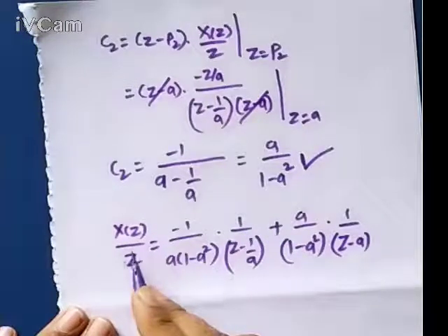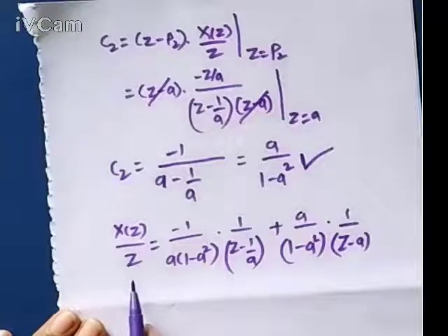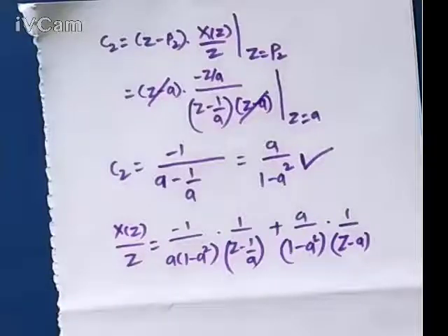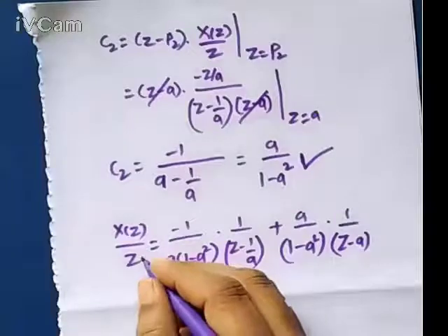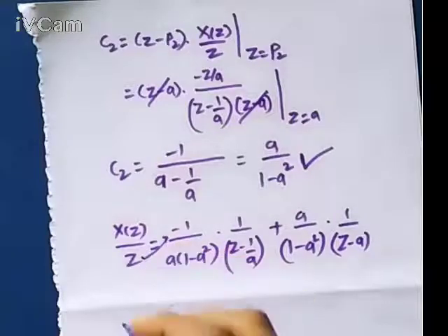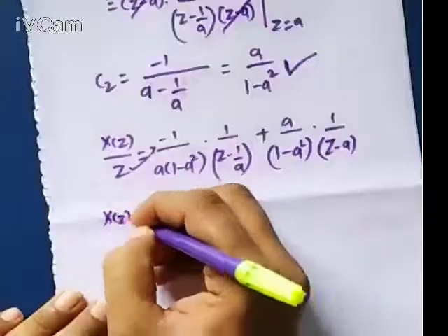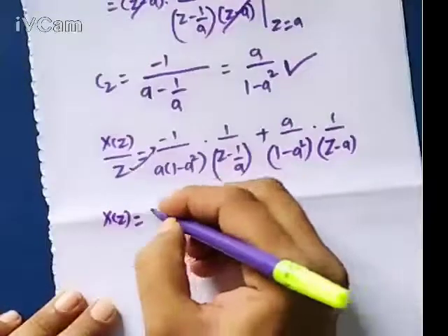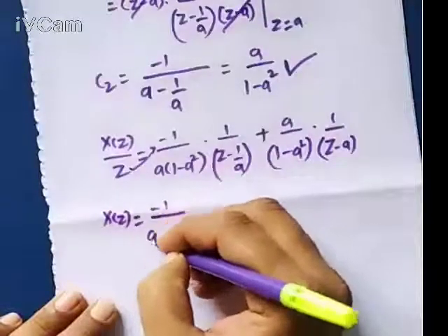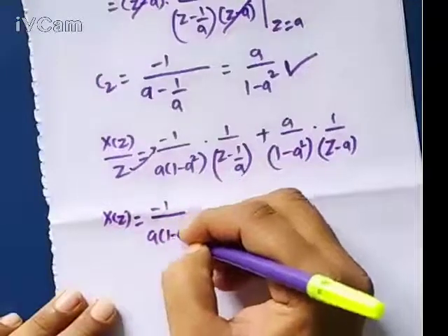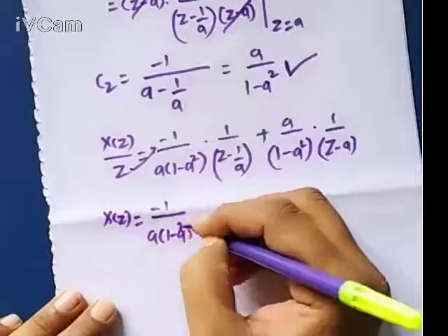Okay, X of z, because we need X of z at the end, and we have to find x of n from it. So this z will be taken to this side. Okay, so that will be X of z equal to, this constant term will be kept like that only, minus 1 upon a into 1 minus a square.